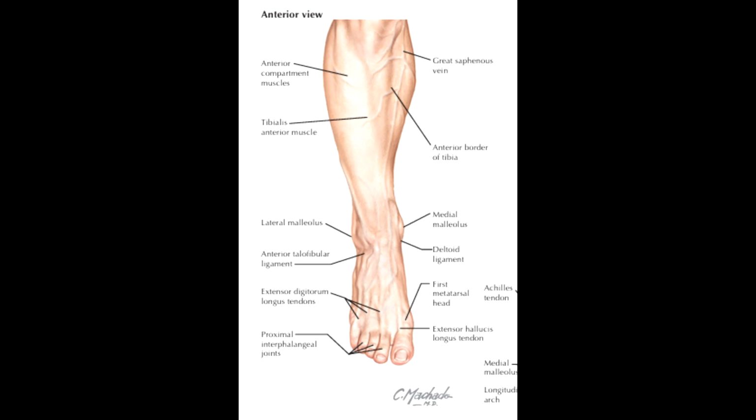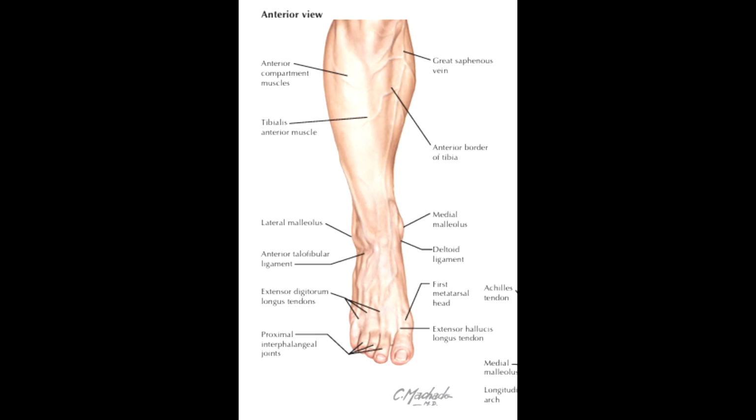Moving further down, we observe the medial and lateral malleoli. These bony prominences are vital landmarks. Any swelling in these areas is a strong clinical sign of ankle injury, fracture, or ligamentous sprain. Notice also the anterior talofibular ligament, a very common site of injury in ankle sprains.